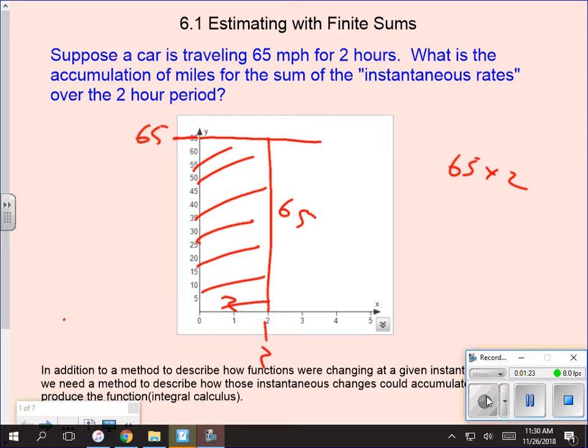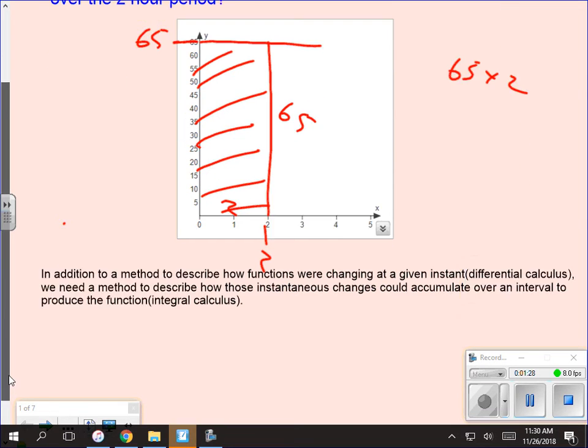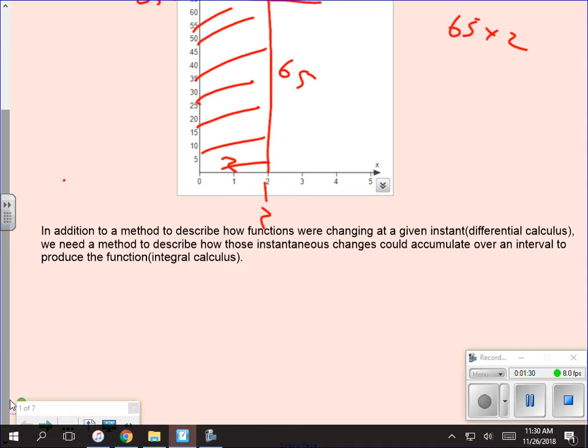Okay? If we're not going at a nice steady rate, it's still the same concept. In addition to the method to describe functions that are changing, the instantaneous change of differential calculus, we need a method to describe how those instantaneous changes accumulate over an interval to produce the function, integral calculus. The derivative gives us our rate of change, particularly our instantaneous rate of change. What we're going to do is take that rate of change and go backwards as it came out.